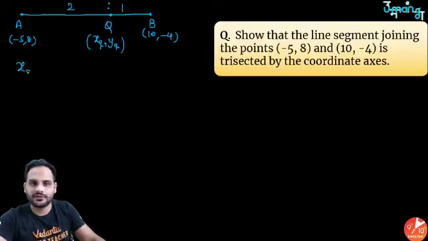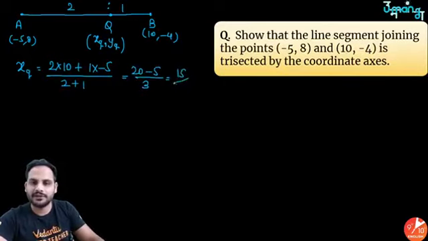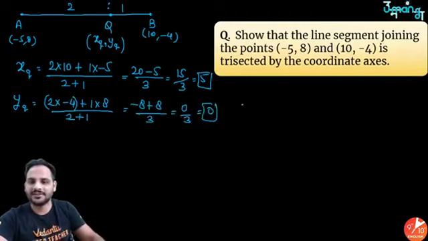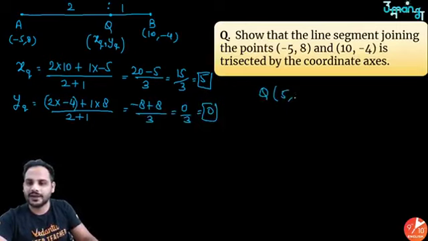So x coordinates of Q will be equal to 2 into 10 plus 1 into minus 5 whole divided by 2 plus 1. So we'll be getting 20 minus 5 divided by 3, which is 15 by 3, which is equal to 5. X coordinate is 5. Let's see what is the y coordinate. So again cross multiply. 2 into minus 4 plus 1 into 8 divided by 2 plus 1. 2 into minus 4 is what? Minus 8 plus 8 divided by 3, which is 0 by 3, which is equal to 0. So the coordinates of point Q is 5, 0.